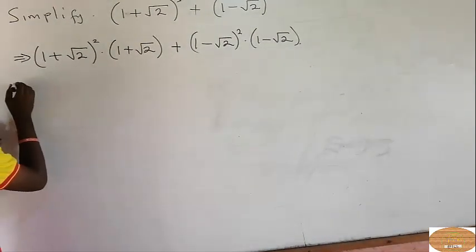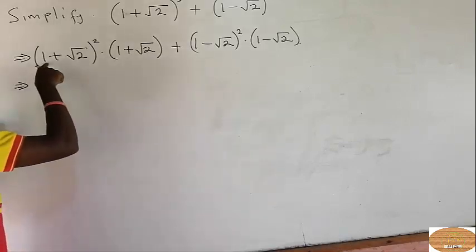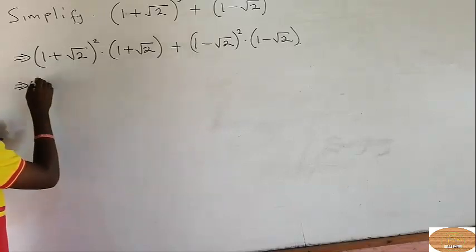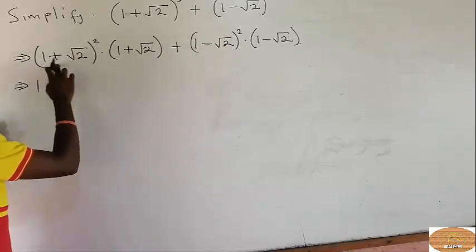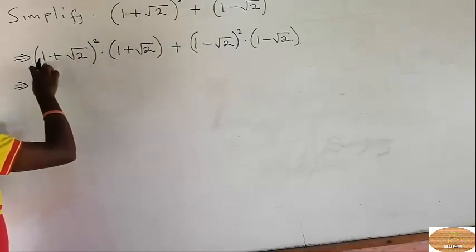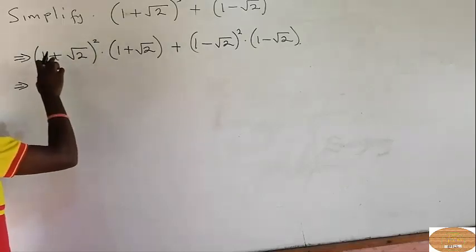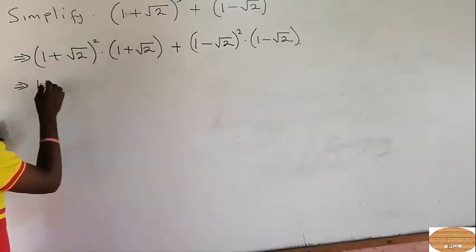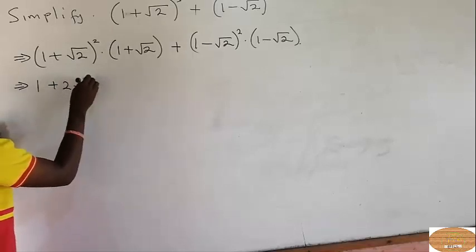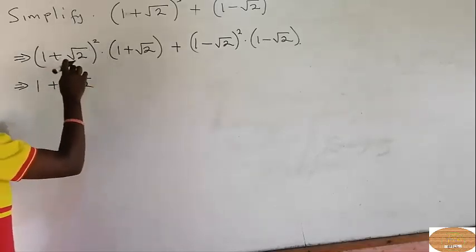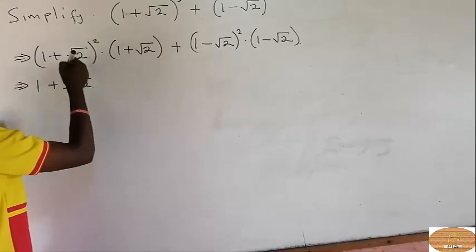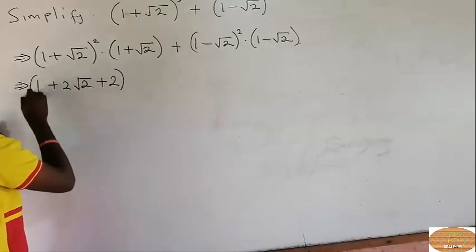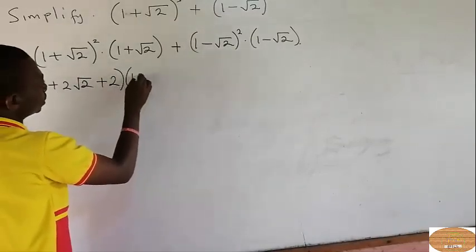So I'll square the first one. So that is 1 squared, that is 1. After that, multiply everything by this 2. So 2 times 1 times √2, that is 2√2. Then if you square this one, the square root of 2 squared is 2, so plus 2. So I have this one times (1 + √2).